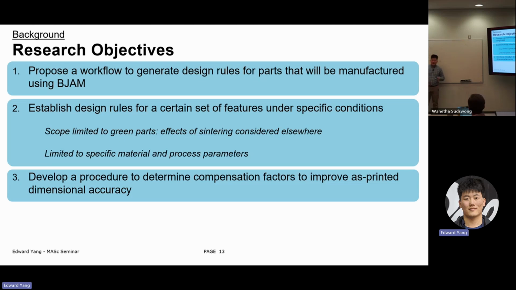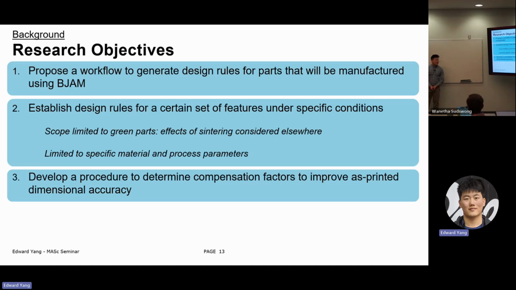The reason for this is that sintering and other heat treatment introduces other effects that affect the geometric and print quality, and I wanted to leave that out for now since that's been considered in other work that's ongoing. I also limited the work to a specific material and specific set of process parameters just to keep it within the scope of a thesis that can be completed in a reasonable time frame.